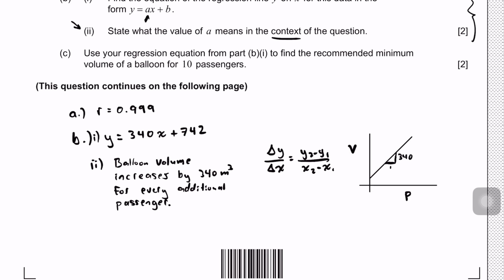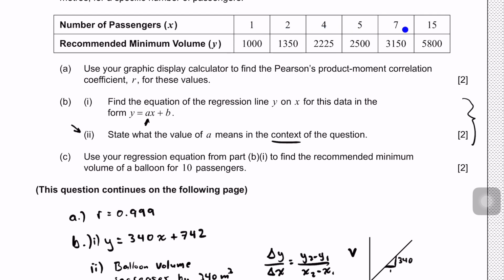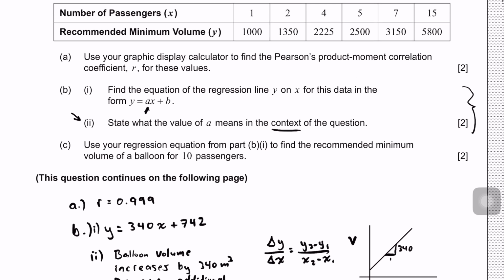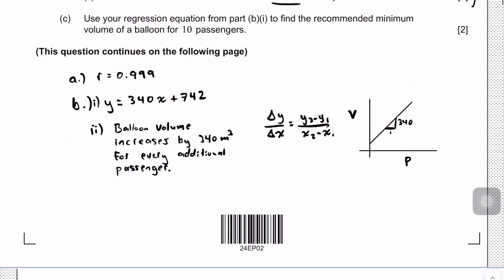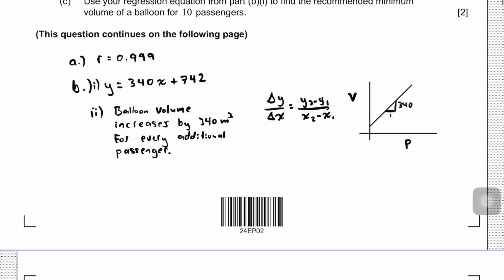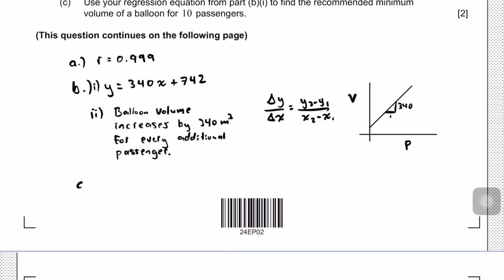Part C. Use your regression equation from part B1 to find the recommended minimum volume of a balloon for 10 passengers. We don't actually know how much 10 passengers would be. If we actually didn't find the regression, we can test to see is our value actually between this range, just to give us a kind of sanity check in some ways. So let's actually look at our regression equation, and this is actually an input-output question. So we just need to input a value of 10 passengers, and then find the output, the volume.